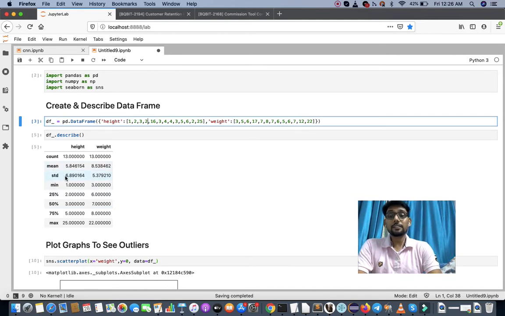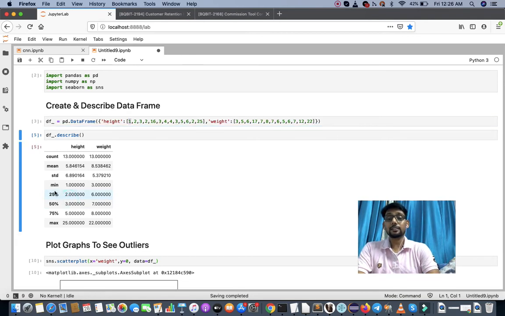Standard deviation is 6.8, minimum is 1. Yes, minimum is 1, we can easily find it. The 25 percentile is 2.0. This is basically the percentile method. Again, if you don't have an idea about percentiles, go to my previous video. You can find the link inside the description box, right?